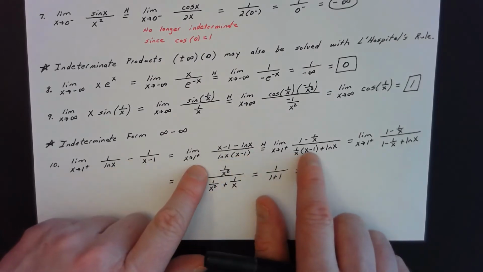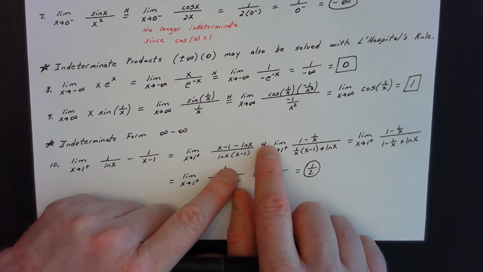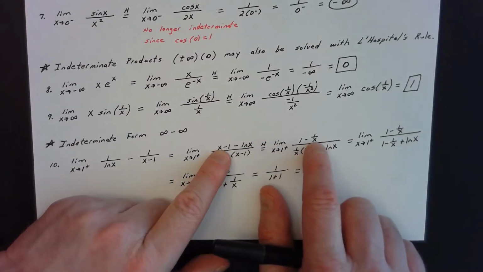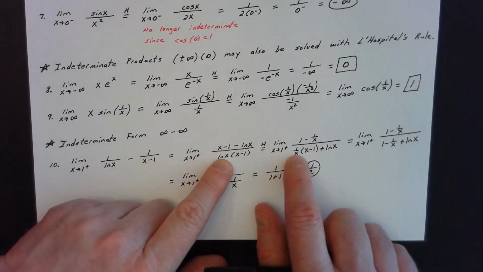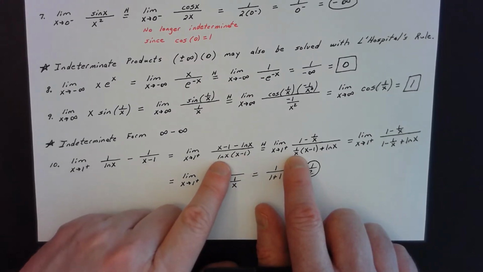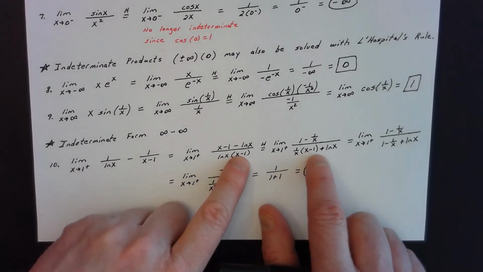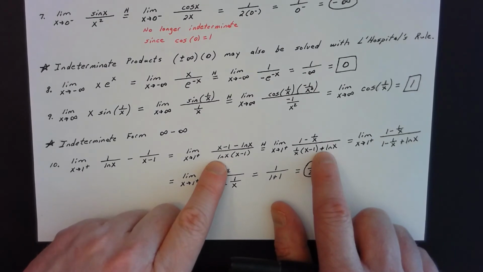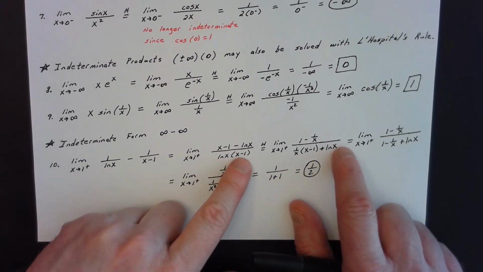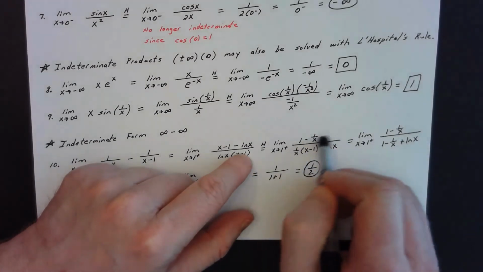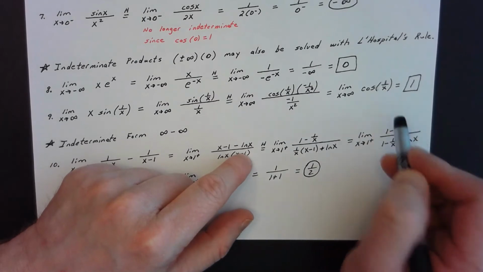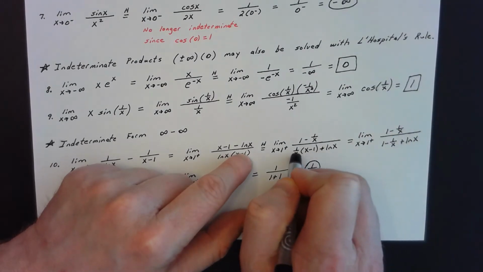Now from this step to the next, I had to use L'Hopital. Derivative of the numerator gave me 1 minus 1 over x. Derivative of the denominator, derivative of the natural log of x is 1 over x. That's the derivative of the first times the second, plus the first, the natural log of x, times the derivative of the second, which is just your 1. So then, guys, what I did after that was I said I'm going to keep that numerator of 1 minus 1 over x, and I'll simplify my denominator.